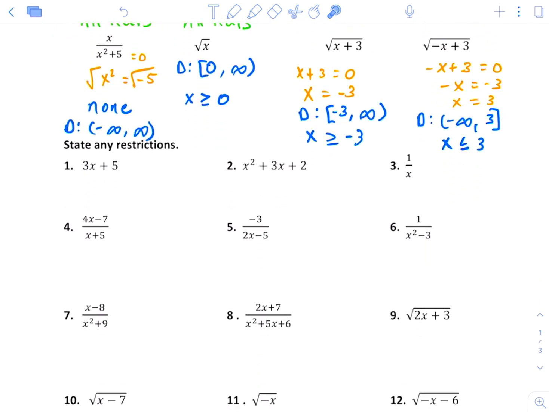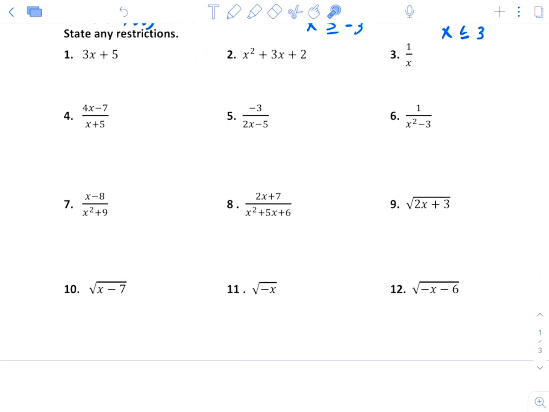So what I would like you guys to do next is go ahead and pause the video and then write the restrictions for each of these problems.